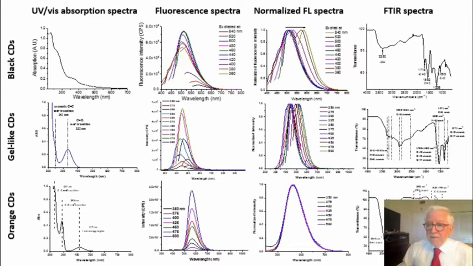And there are different ways to characterize it. UV-vis absorption is one way, fluorescence is another way, and finally FTIR is the third way. So I just mentioned three of the preparations: black, gel-like, and the orange carbon dots. If we look at UV-vis absorption for each of them, we have two main peaks. One is the C=O, which is assigned to n-pi* absorption, and we also have the C=C. This is pi-pi* interaction in the low wavelength region for each of these carbon dots.